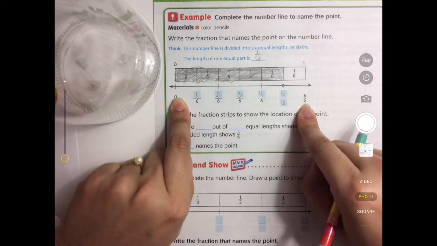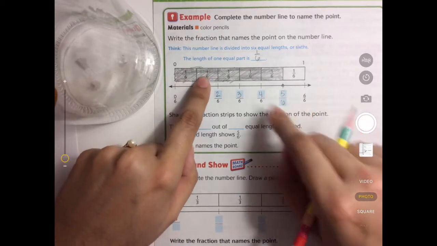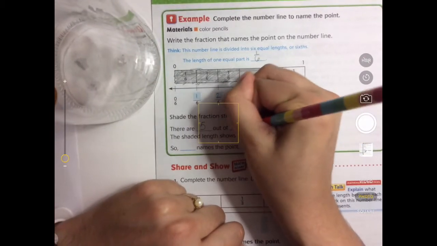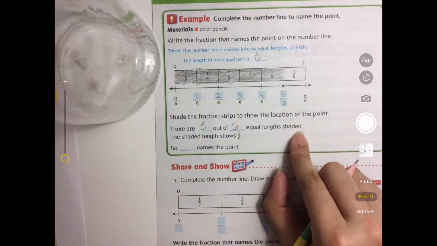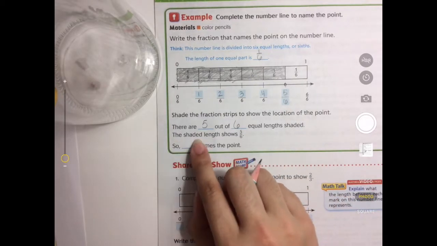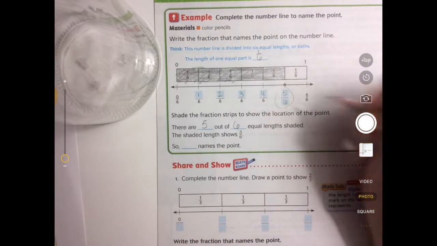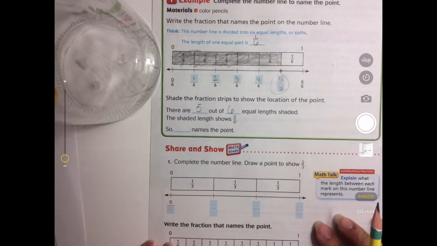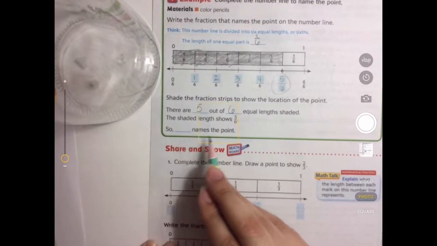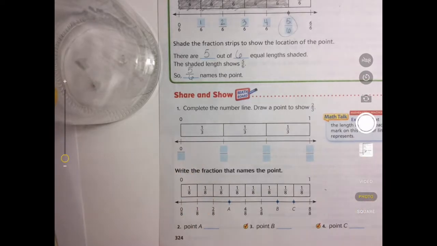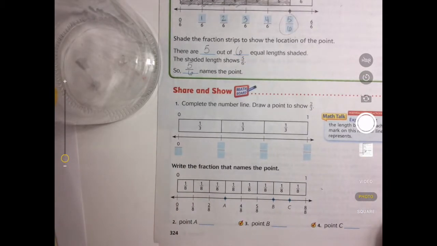And how many are shaded in? Only 1, 2, 3, 4, 5. So 5 out of 6 equal lengths are shaded. So the shaded length shows 5/6. So blank names the point. What's the name of the point? 5/6. So let's go ahead and do share and show all together before you go on your own.